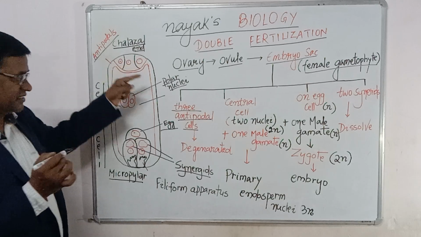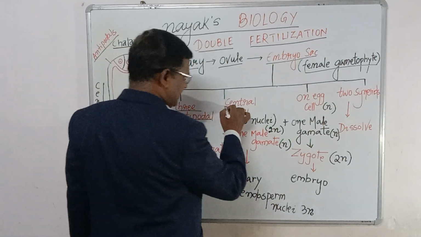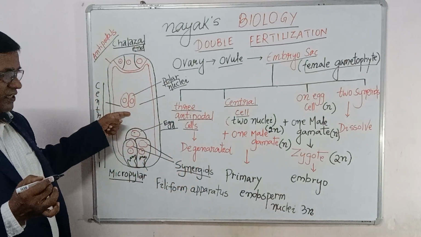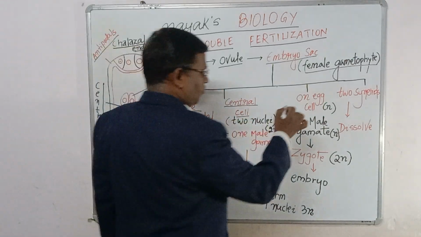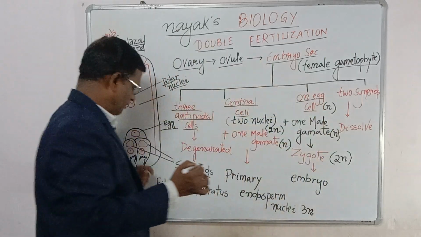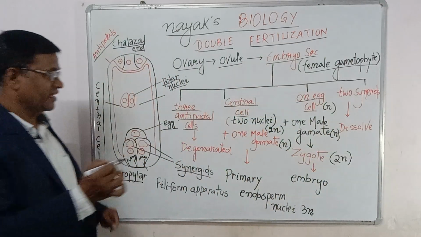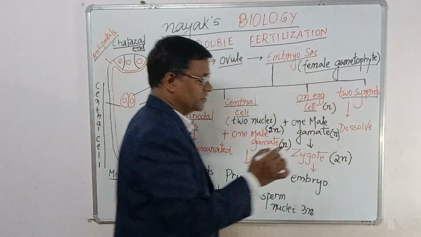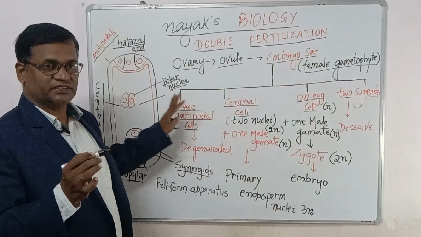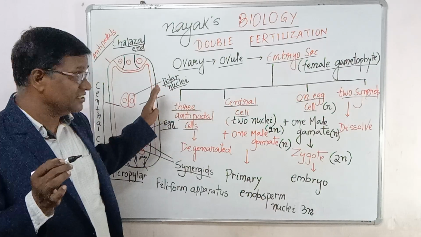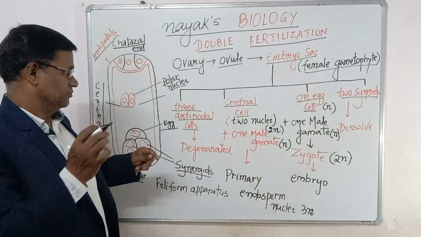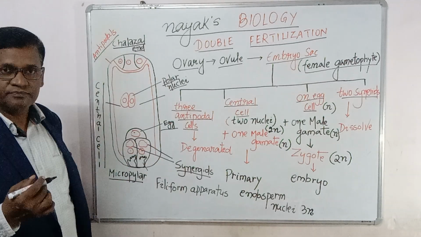After that, this is the central cell, which consists of the two polar nuclei, and one egg cell is there. If you come down, one egg cell is there. After that, two synergids are there. It is a flowchart of the embryo sac. The embryo sac we can easily understand by a flowchart. Clear, everyone? Now the fertilization will occur.